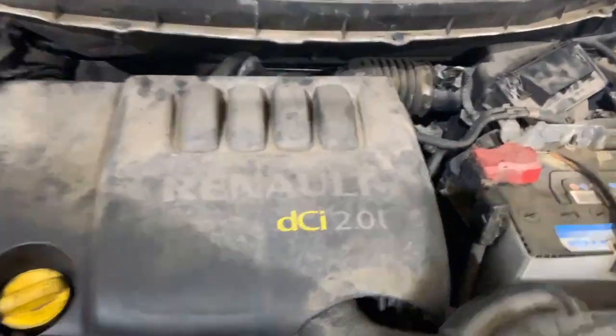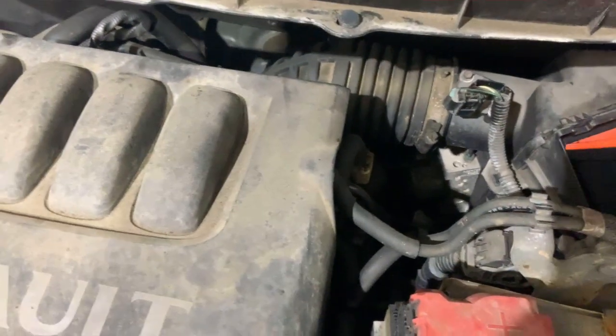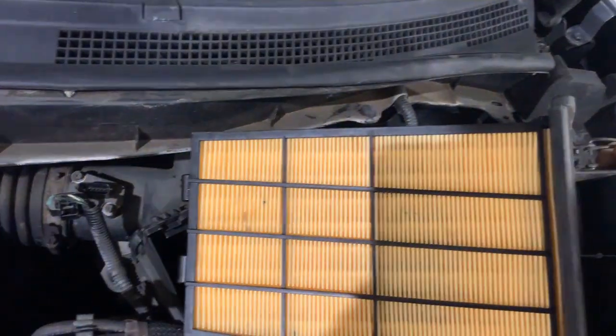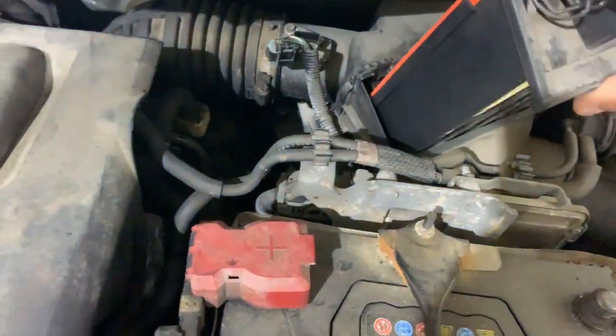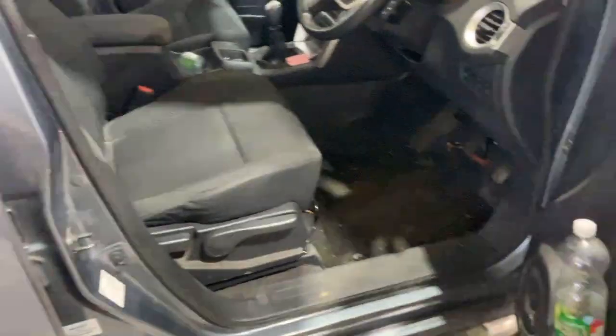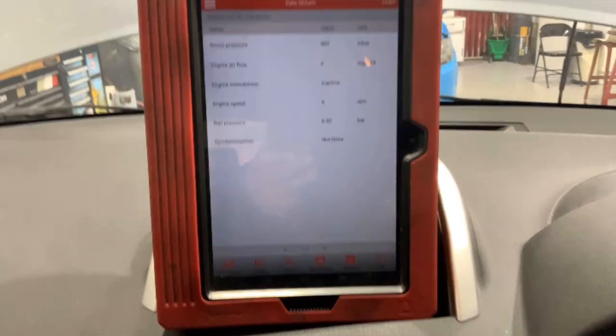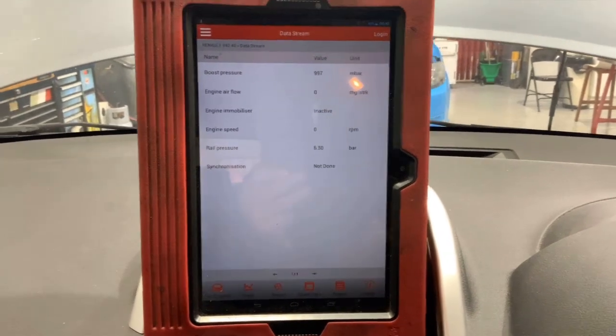Now, some of you will be saying it's got a blocked air filter. Somebody's already been here before me and they've replaced the air filter. So it's not a blocked air filter. So let's have a look. Airflow meter is still disconnected. We'll start it back up.